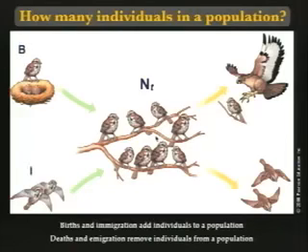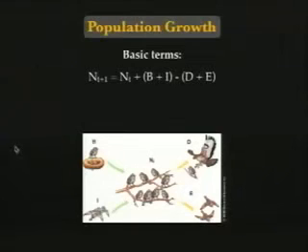We need a variable to represent population size. Just again, at time t. Big B represents the number of births, I can represent immigration, big D, the number of deaths, and E, emigration. And from those terms, we can build simple models of population growth.